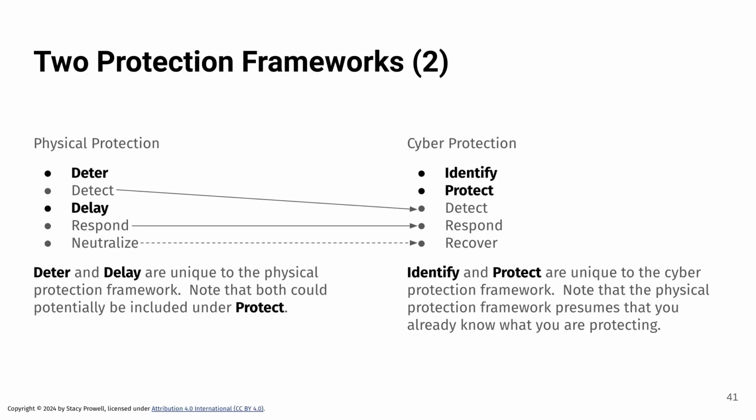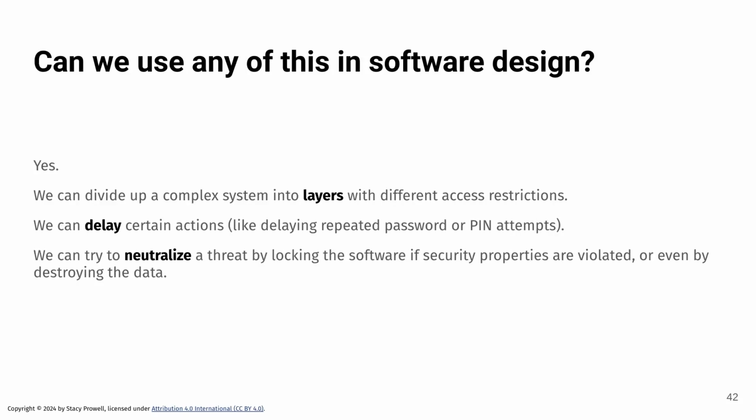Delay and deter, those are certainly relevant to cyber protection. If I can slow down a cyber attacker, if I can deter them, great, right? Over on the cyber side, identify and protect. Well, I need to do that for physical stuff too. I got to figure out what I want to identify and how I'm going to protect it. Those just aren't necessarily called out. And so these show a difference in the way the protection culture has evolved in these two areas.